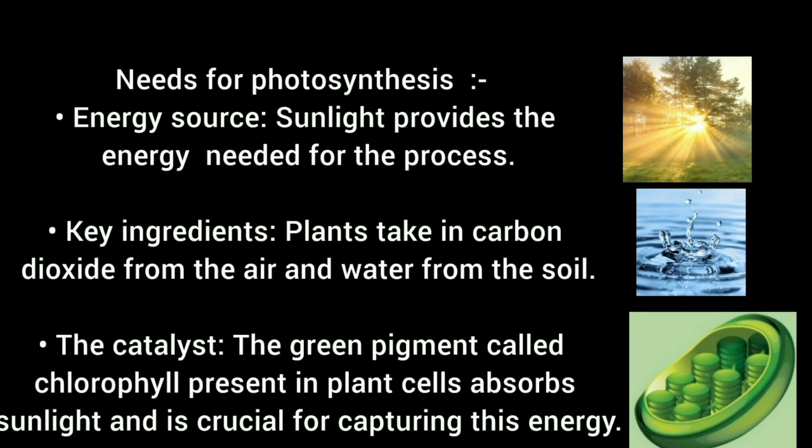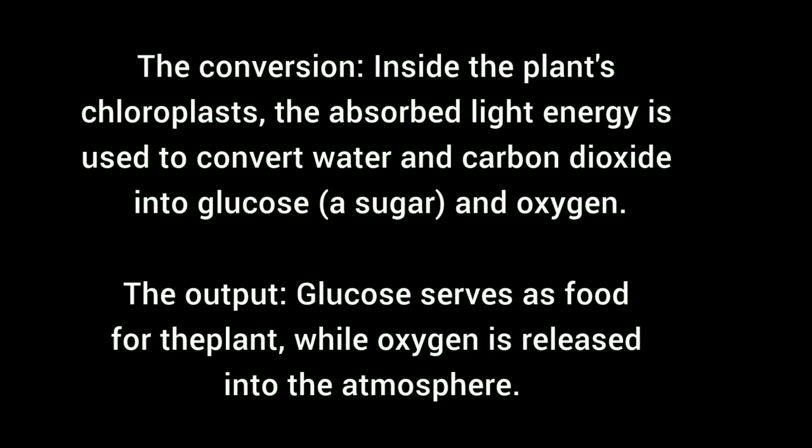Next, catalyst. A catalyst is like an enzyme. It increases the chemical reaction. Here, the green pigment called chlorophyll present in the plant cell absorbs the sunlight and is crucial for capturing this energy. It means the sunlight needed for photosynthesis is captured by the pigment chlorophyll present in the plants.